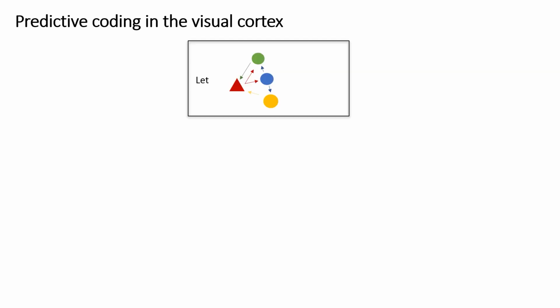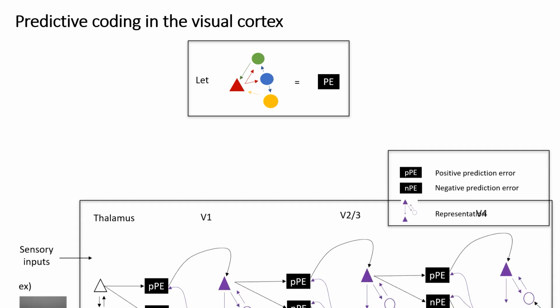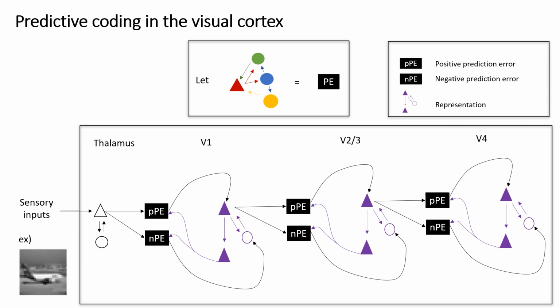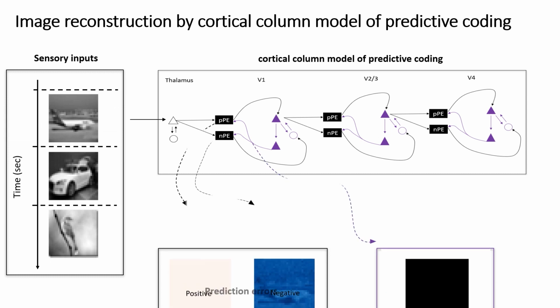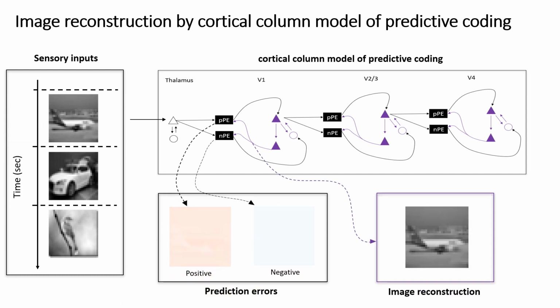Now, if we simplify the complex circuit figures into boxes, we can visualize how the model can expand to include multiple areas within the visual processing hierarchy, such as primary visual cortex and several higher visual areas. Let's move beyond theory and explore whether this model can actually construct perceptual representations. After training the model with a set of visual stimuli, it was indeed able to reconstruct incoming sensory inputs.